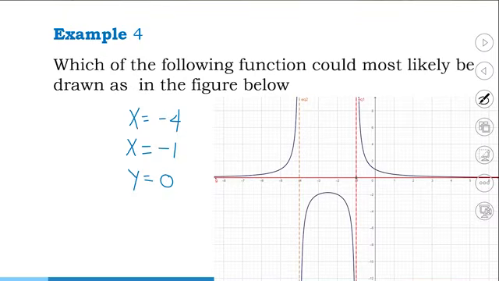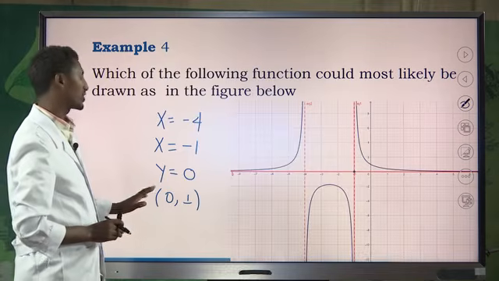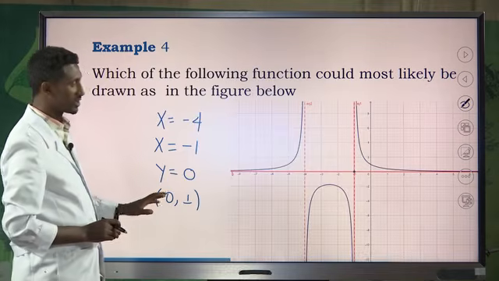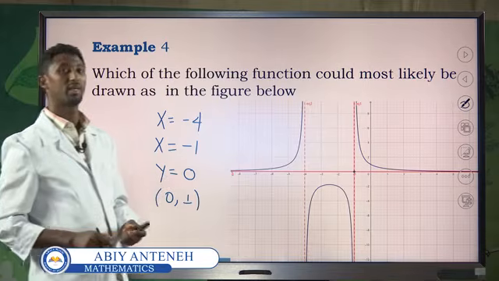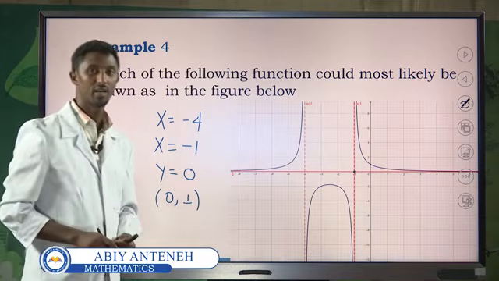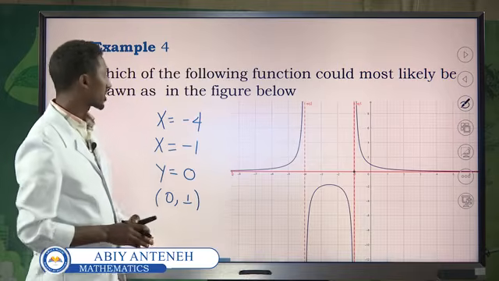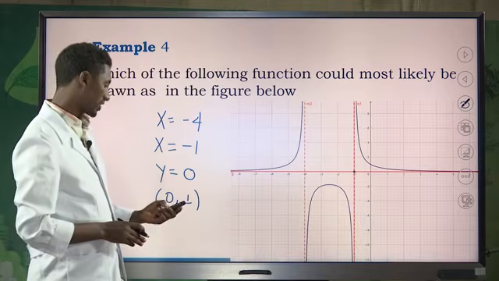And there is another piece of information. At x equals 0, the value of y is 1. That is, (0, 1) is the y-intercept. And there is no x-intercept of this graph. So from the choices below, we'll identify which function could represent this graph.